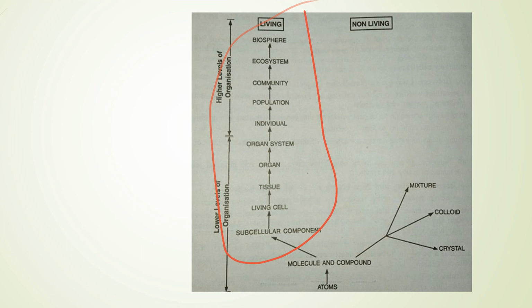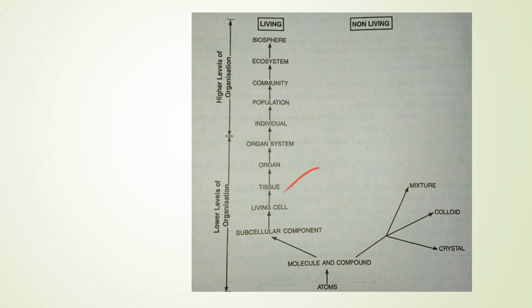Now, what are atoms? Atoms are the basic unit of substance. Molecules means a group of associated atoms. A compound means a group of associated atoms in a fixed ratio. Now you come to the subcellular component, which means cell organelles. Then it leads to living cells. The cell is the basic unit of life.